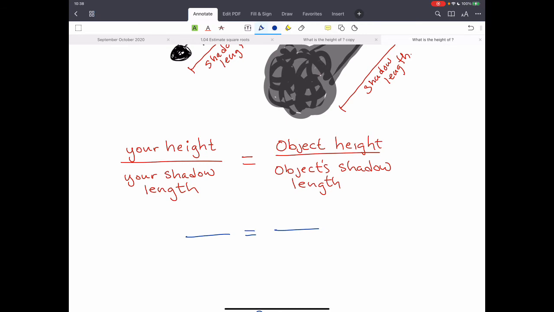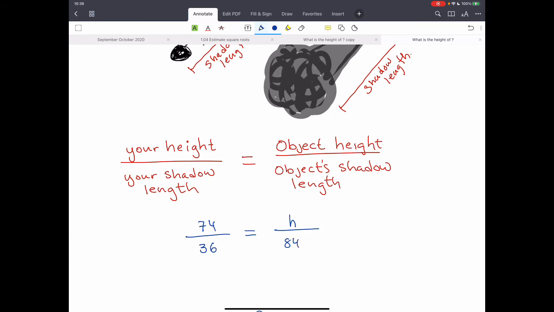Here you can see the proportion that we've got set up. On the left side of the equal sign, we're going to write a ratio of our height compared to our shadow length. So for example, I'm 74 inches tall, and let's just say my shadow is 36 inches long. On the opposite side, we're going to have h to represent the height of the object, because we don't know what that is, but in the denominator, we can put in the length of the shadow. I'm just going to say that that's 84 inches.